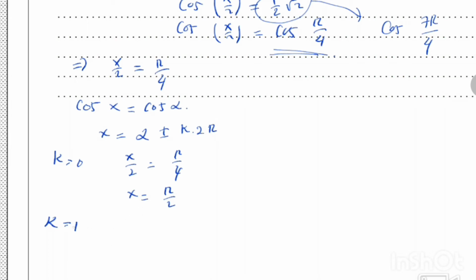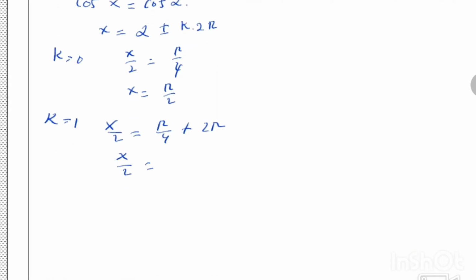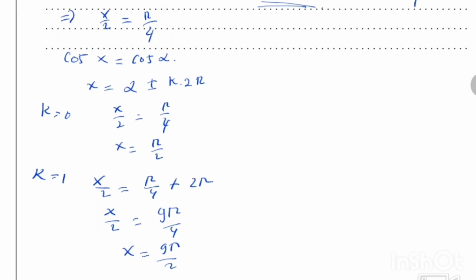So when k equals 1, it means our x over 2 equals pi over 4 plus 2 pi. So you have x over 2 equals 9 pi over 4, then x equals 9 pi over 2. This is for cos x equal to cos pi over 4.